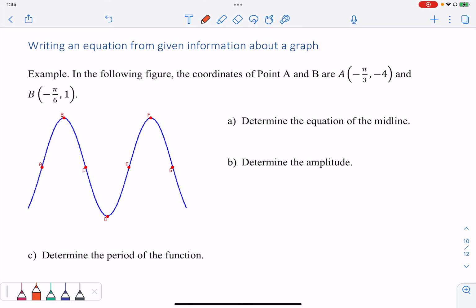Now let's look at the reverse process, which is writing an equation from given information about a graph. Sometimes we're given the whole graph and sometimes we're just given a couple points on the graph. So let's take a look.